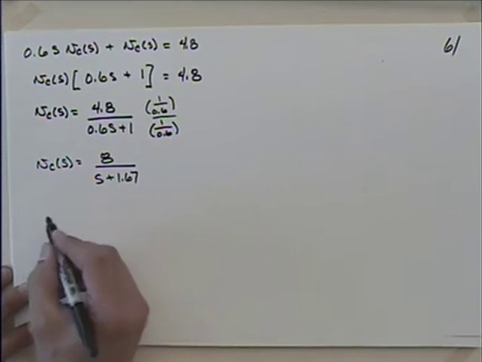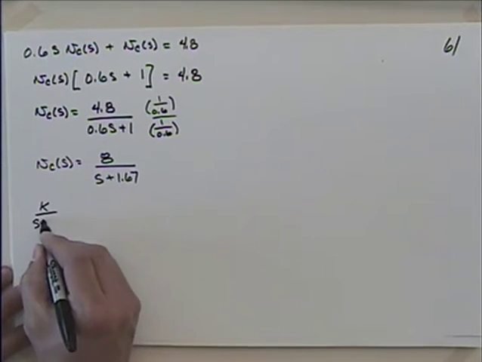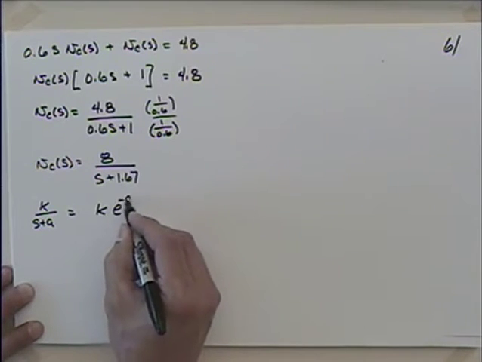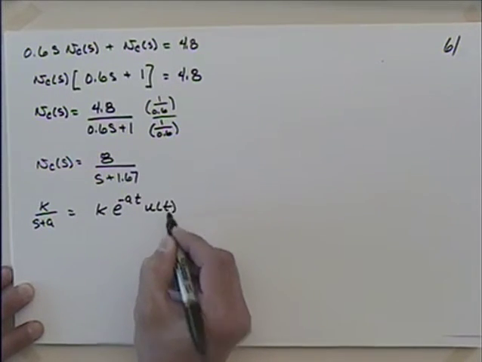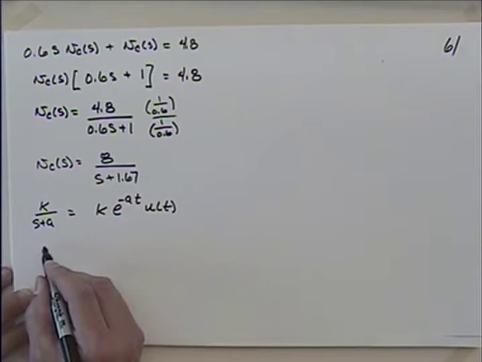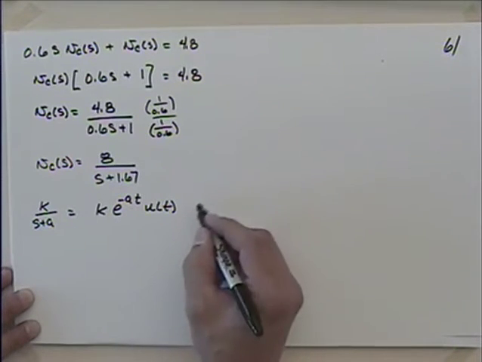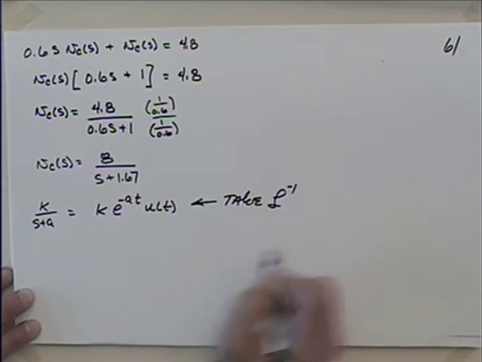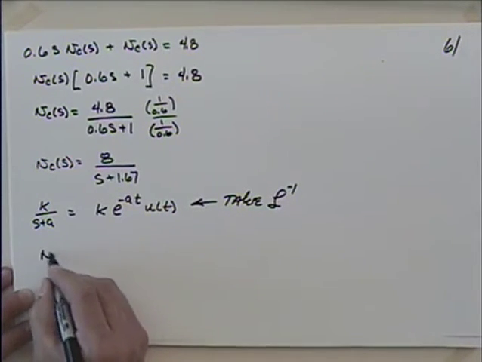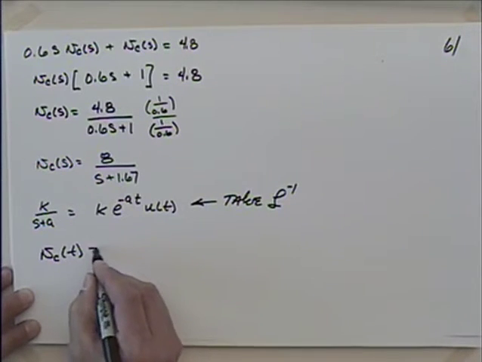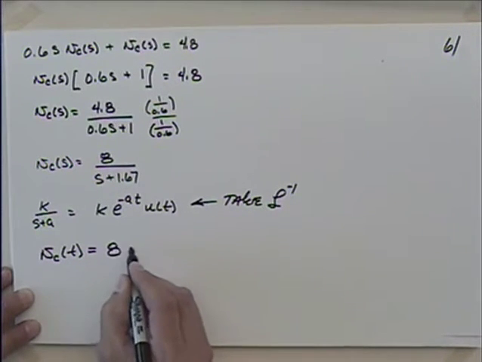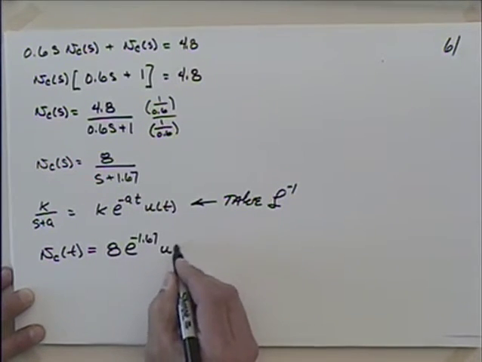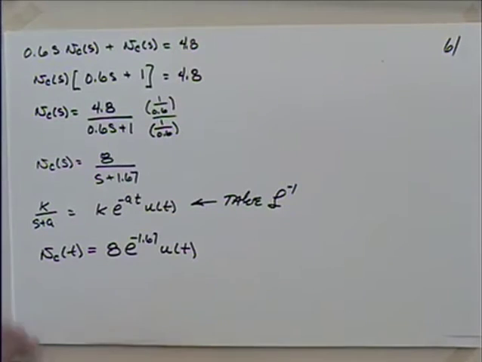let's see, what am I going to use on this? K over s plus a is equal to k e to the minus a t u of t. So I could go back in the, this is taking the inverse Laplace transform. So I'm going to say that v sub c in the t domain is equal to 8 e to the minus 1.67 t u of t.